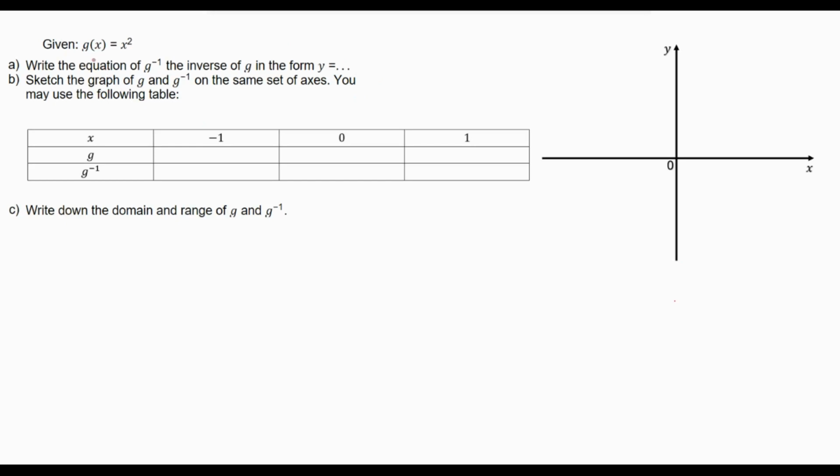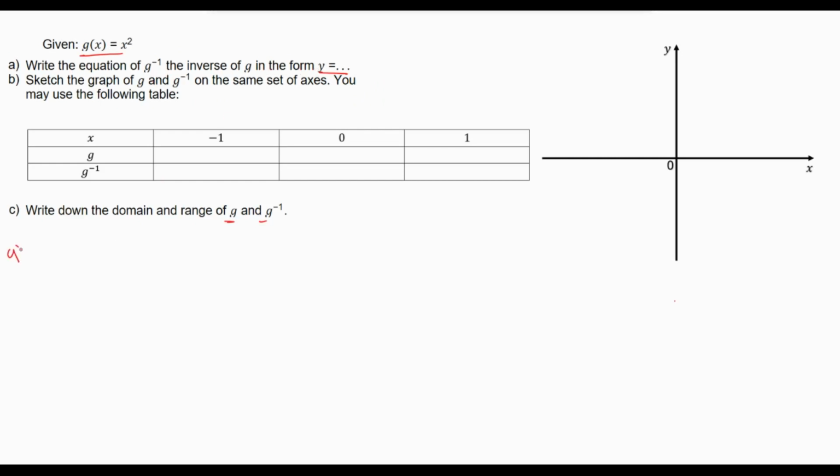Let's do this question together. Given g of x is equal to x squared, write the equation of the inverse of g in the form y is equal to. After that, we're going to sketch the graph of g and its inverse. Then we're going to write down the domain and range of g and its inverse. Right, let's start with A. Write down the equation of the inverse of g in the form y is equal to.